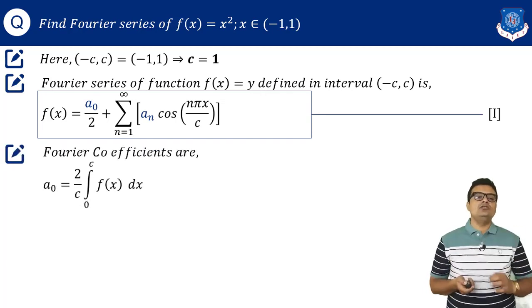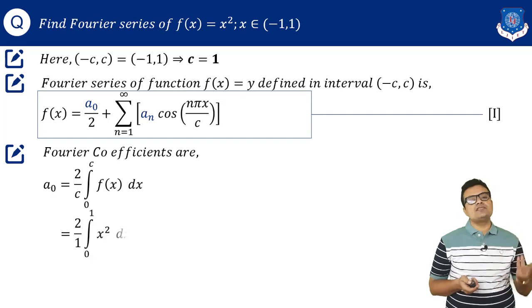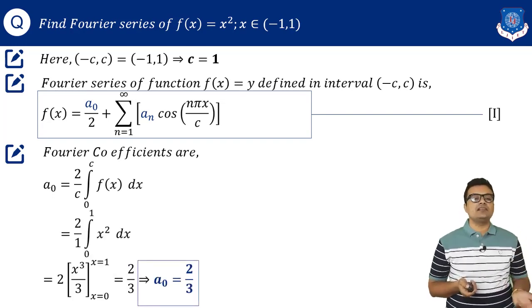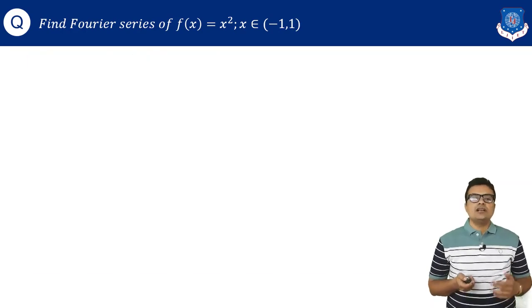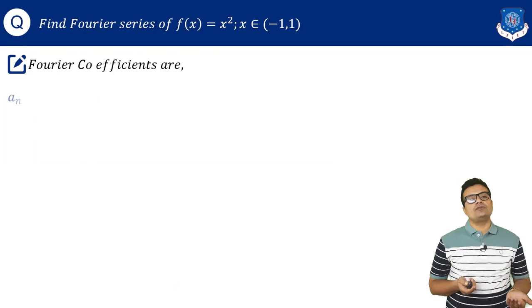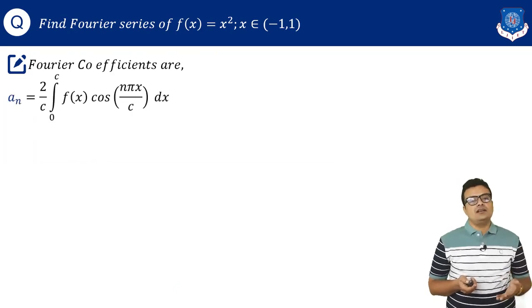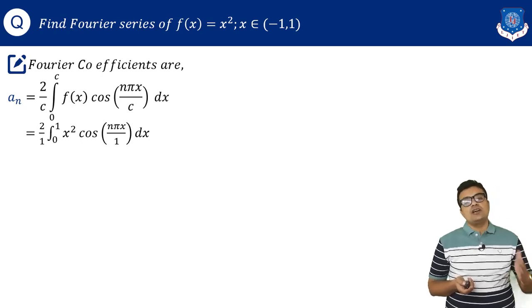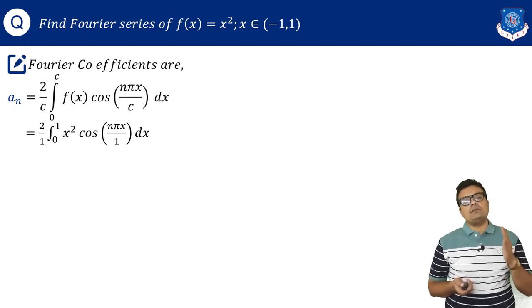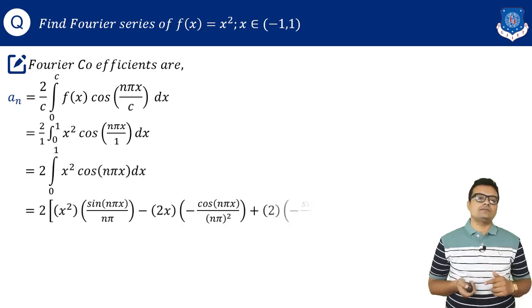So now if I take the value of a0, it is 2 by c, integral 0 to c f of x. So it is 2 by 1, integral 0 to 1 x square dx. Ultimately it will result into 2 by 3. Now coming to the next coefficient, which is an. Again I will take integration by parts. Remember, throughout this Fourier series you should always apply the Leibniz formula in your calculation.